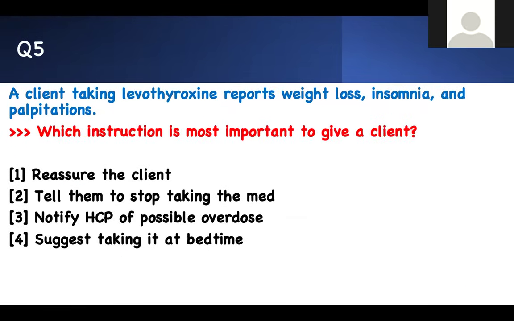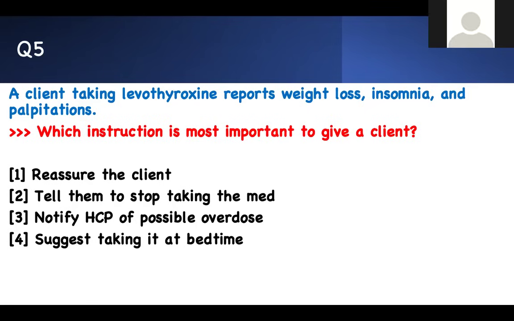The next one: a client is taking levothyroxine and reports weight loss, insomnia, palpitations. Which instruction is most important to give to the client? Reassure the client, tell them to stop taking the medication, notify the healthcare provider, and suggest taking it at bedtime. Think about it. I see levothyroxine and say, oh, this is thyroid hormone. Why do I give it to you when you have low thyroid hormone, hypothyroid? What does thyroid hormone do? Increases everything except your weight, right? So if I give you too much thyroid hormone, your heart rate goes up, right? You can't sleep. You become restless.